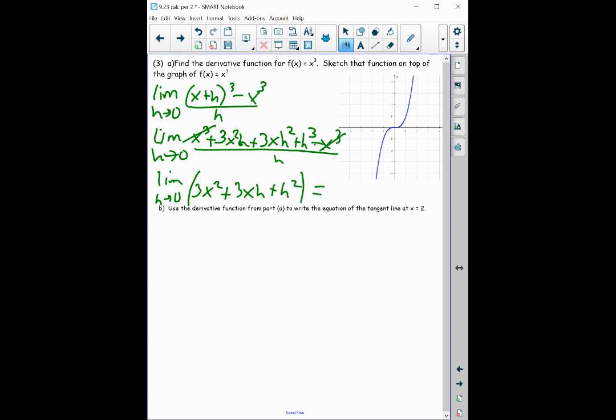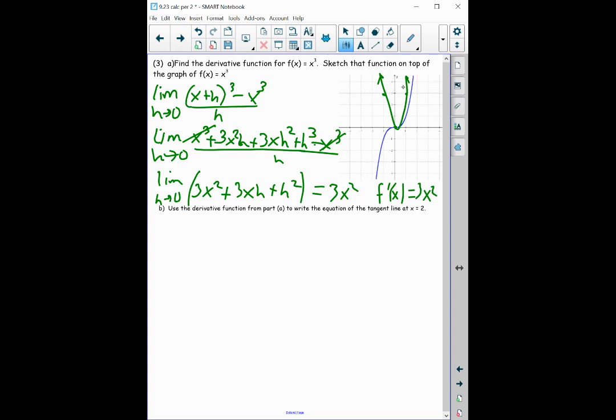And now I'm going to take my limit. Again, pay attention. The limit is h goes to 0. So in this expression, everywhere I see h, I'm replacing h with 0. So this becomes 0, this becomes 0, and I'm left with 3x squared. So f prime of x is the function 3x squared, which would look something like this, a parabola. Interesting. The cubic function gave me a quadratic function for its slope function. Interesting. We might build upon that later.